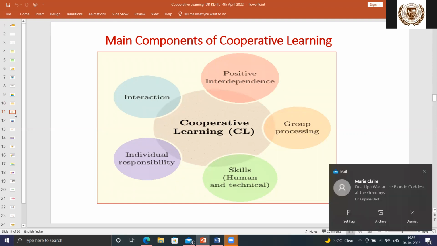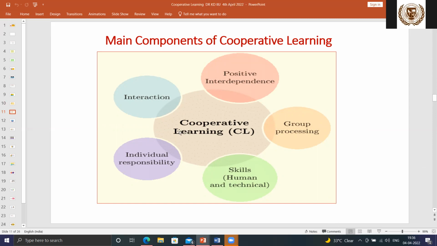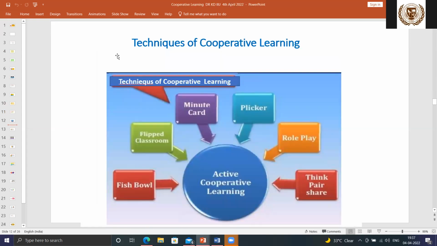They must be aware of human skills and technical skills so that they can connect in the school and out of the school also. Then individual responsibility. Here, the evaluation will be done on the collective method and individual method also. So everyone is responsible and accountable for the task to complete. And interaction: they must interact with each other with positiveness and cohesiveness so that they can perform the task effectively and efficiently.